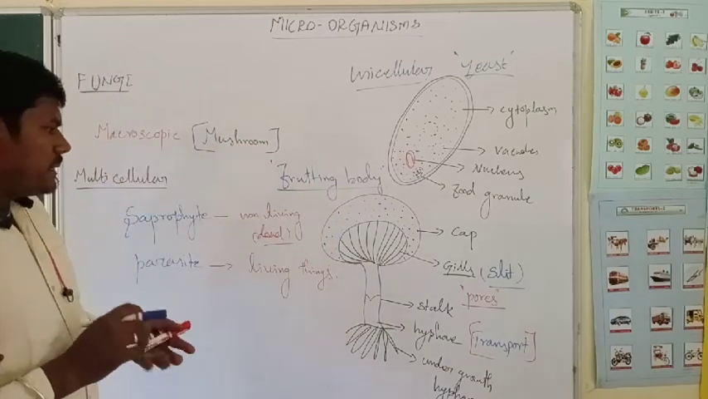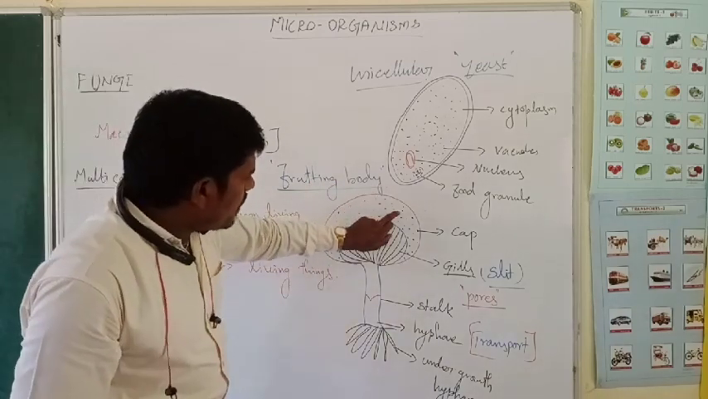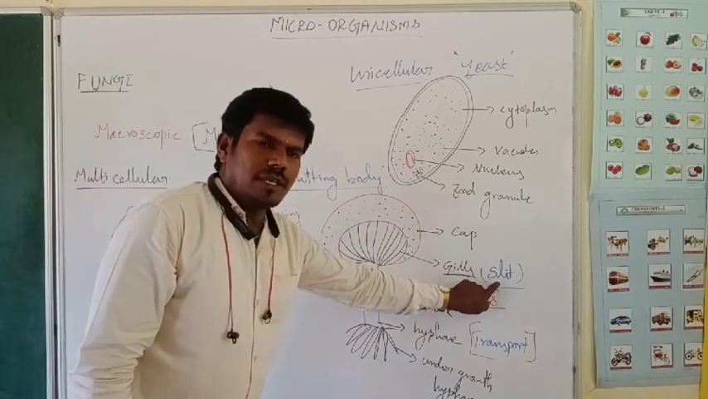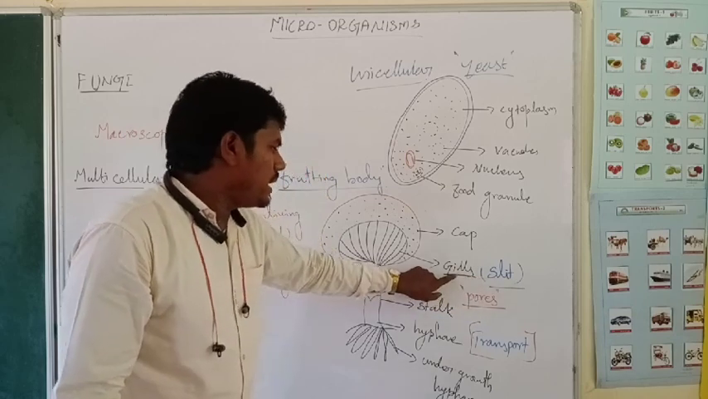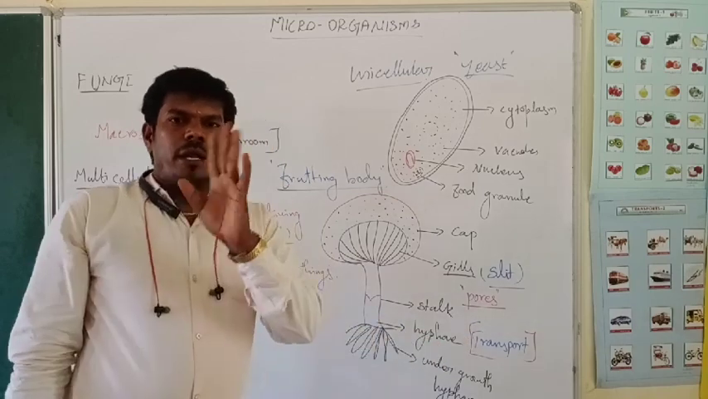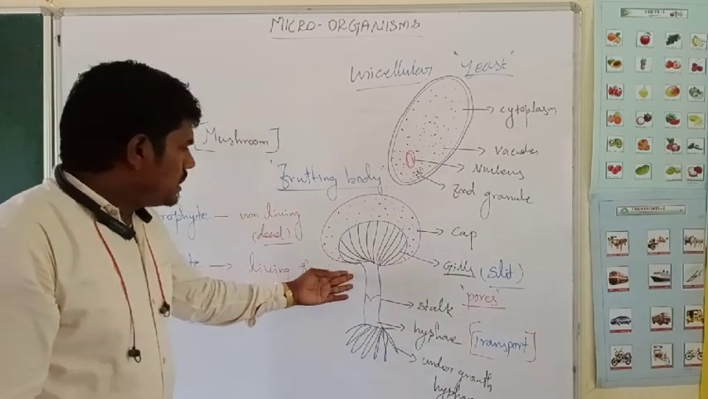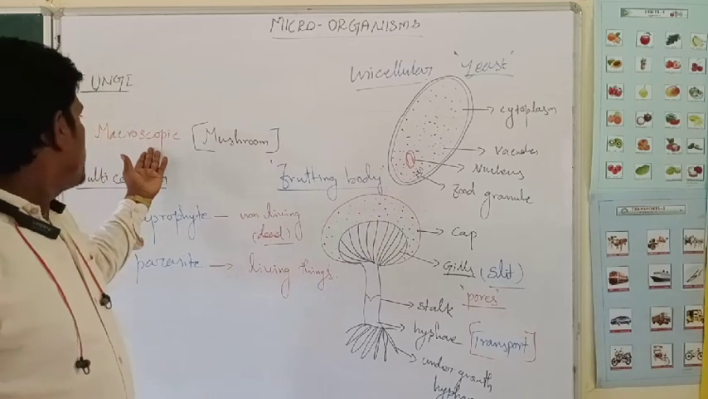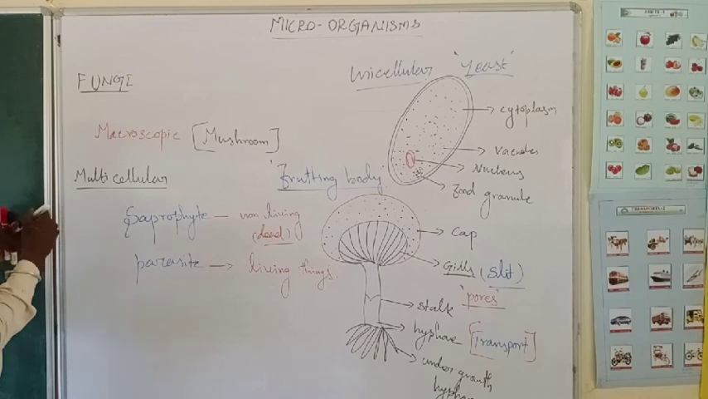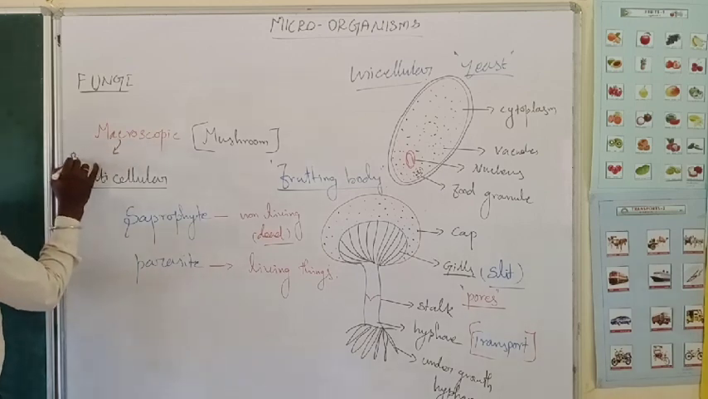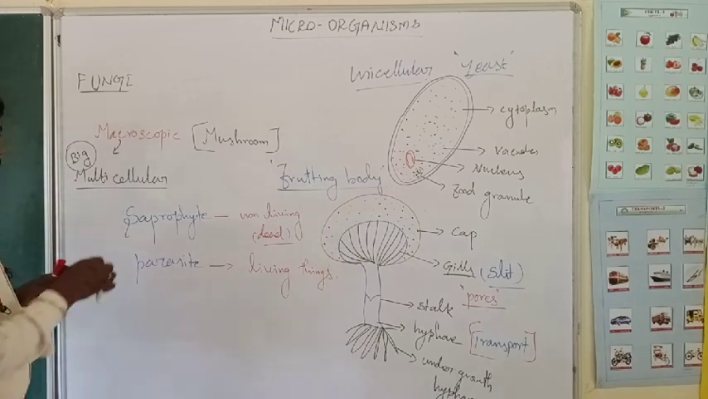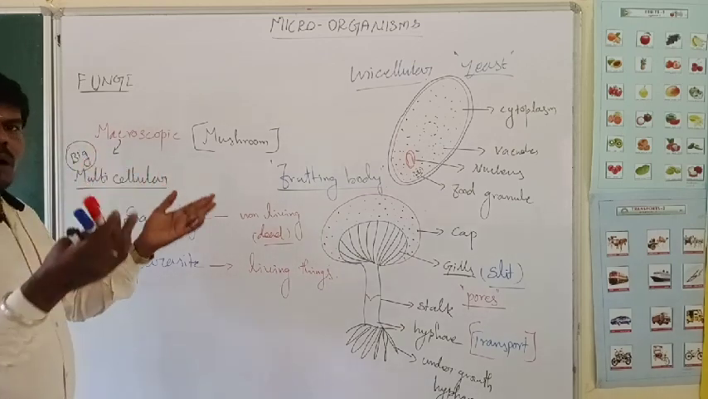See, this umbrella is the cap-like structure. Inside the cap there are part-like structures called gills. The gills consist of pores. Pores means very minute particles. At the same time, this is a macroscopic organism. Macro means big, micro means smaller. Big means you can easily understand that this is a big organism.